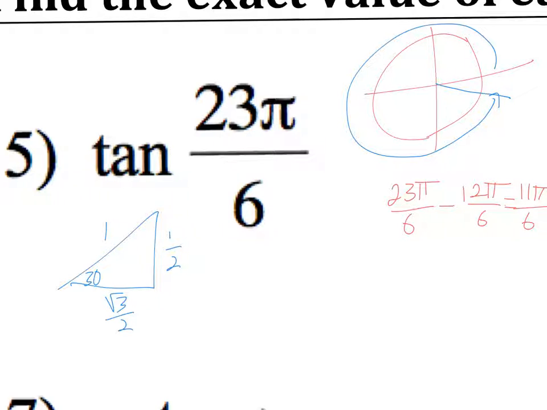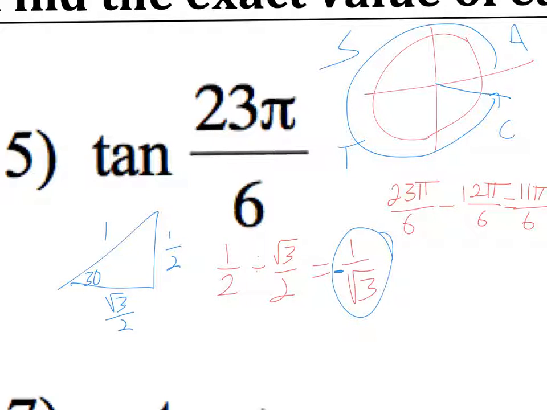for tangent we need opposite over adjacent, so that's 1/2 divided by root 3 over 2, which is going to come out as 1 over the square root of 3. And in this fourth quadrant, only cosine is positive, therefore we need the negative value. Negative 1 over the square root of 3 or negative square root of 3 over 3 are acceptable answers.